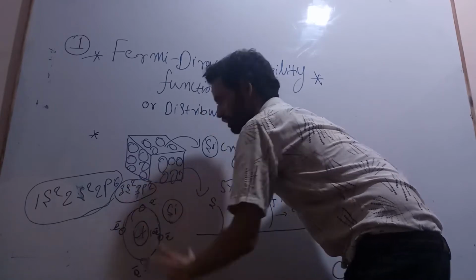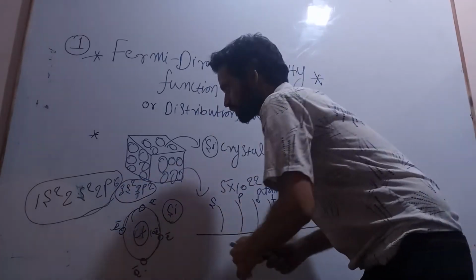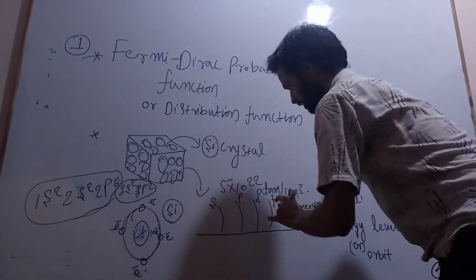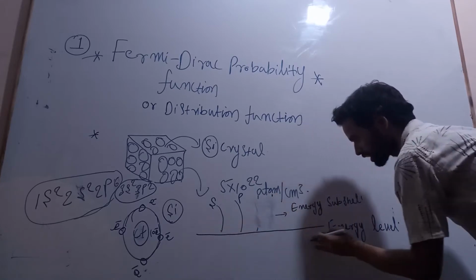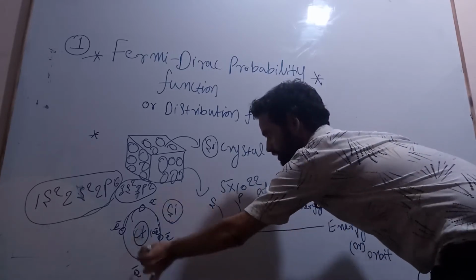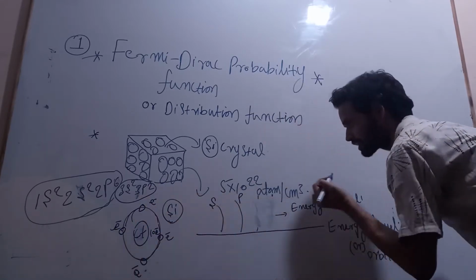These are loosely bound electrons. Okay, so this is my S subshell and P subshell. See, this is my energy level. What is this energy level? This is nothing but the orbit, which is my energy level.